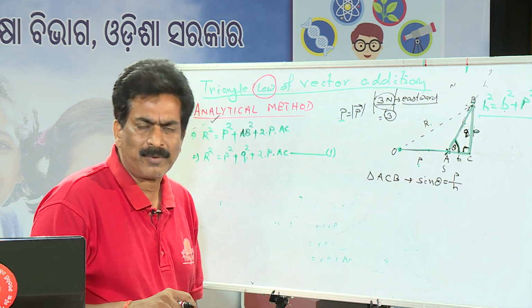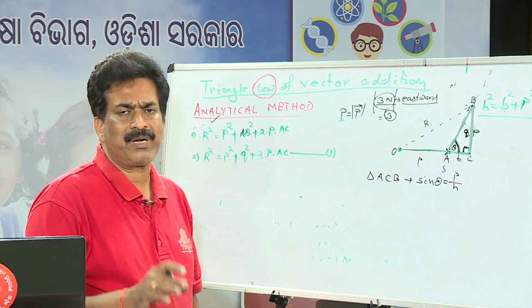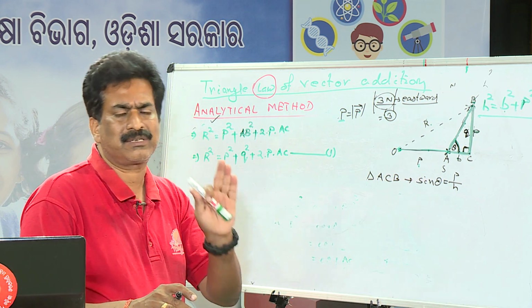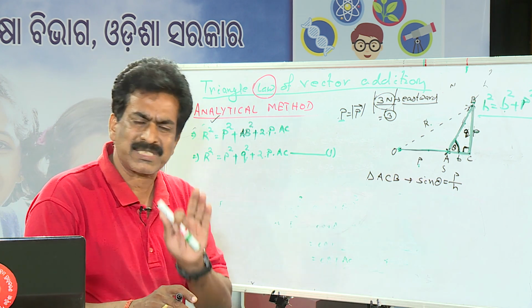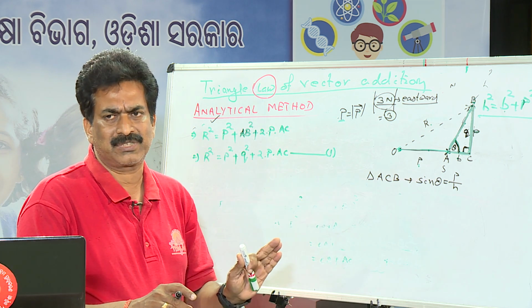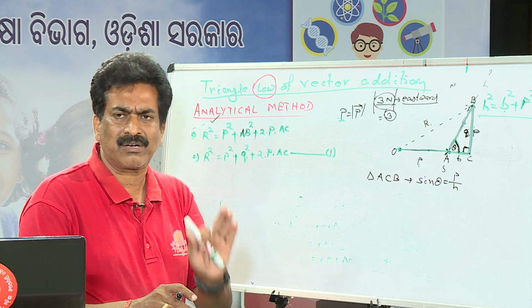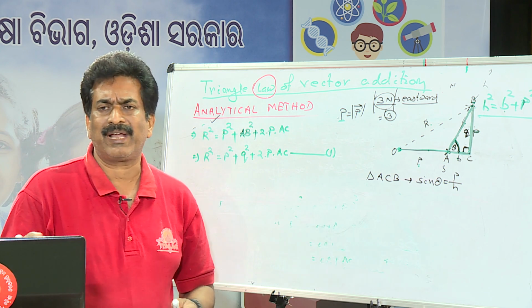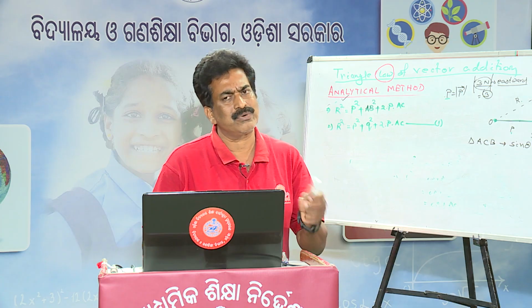Sir, we have to remember for the tan theta. If you never remember, just remember the sine and the cos. Sine and cos are the basic ones for the trigonometry functions. If you know the sine and the cos, then you can find out the tan and the cot, the sec and the cosec also.